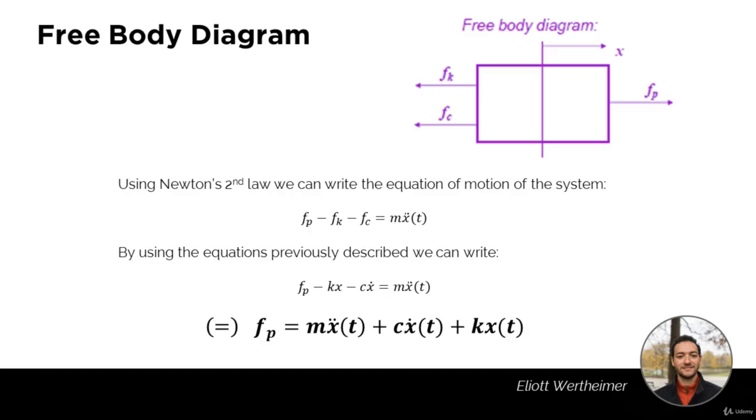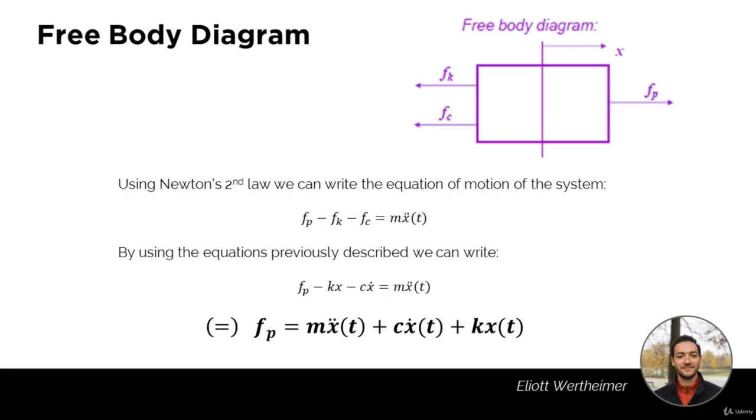So, using Newton's second law for the lumped mass, we can write the equation of motion of the system. We know that all the forces are Fp acting towards the right, so in the same direction as x, so it is a positive sign, minus Fk minus Fc because these two forces are acting in the opposite direction of Fp. And this is the sum of forces acting on the mass.